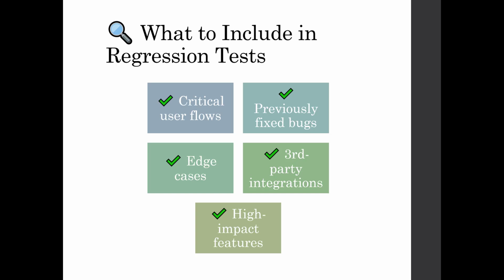Third-party integrations. So anything external that's basically out of your control if it's broken, but you want to know if it's not accessible or you're not getting the right responses. And high impact or anything that you would consider business critical functionality should be in your regression test to make sure that after you deploy, you haven't broken everything. And so the goal is to cover the parts of your application that matter the most, right?